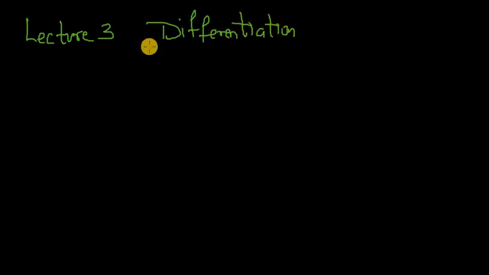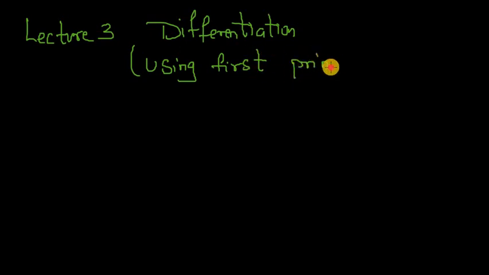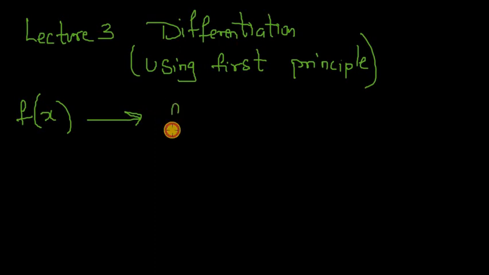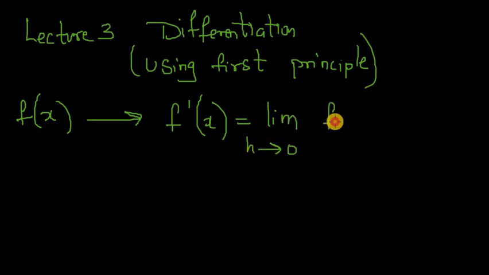This is the third lecture on differentiation using first principle. Let us just revise what is first principle. If there is any function f of x, then the derivative of that function is denoted by f dash of x. It is given by limit h tending to 0 f of x plus h minus f of x upon h.